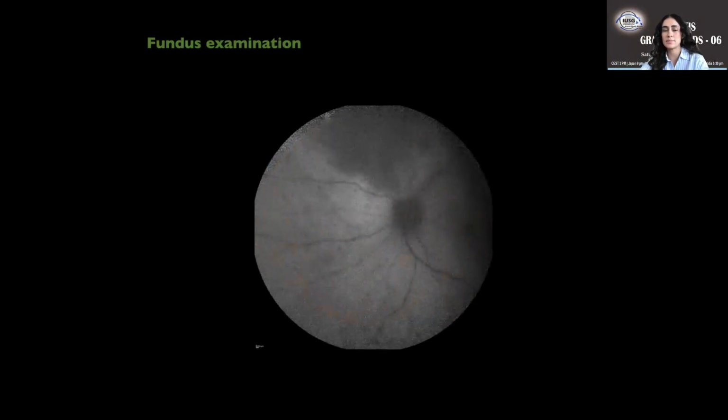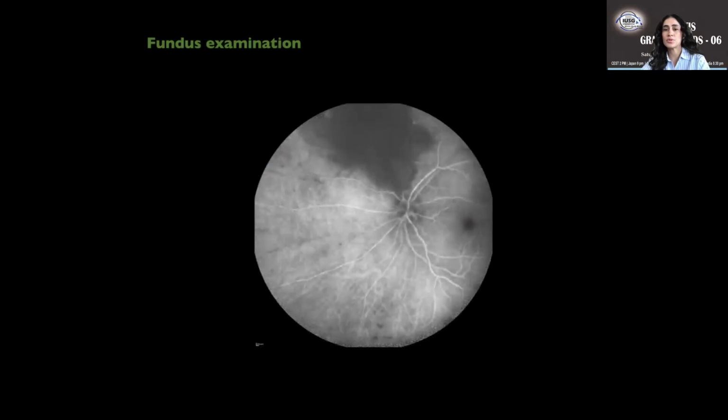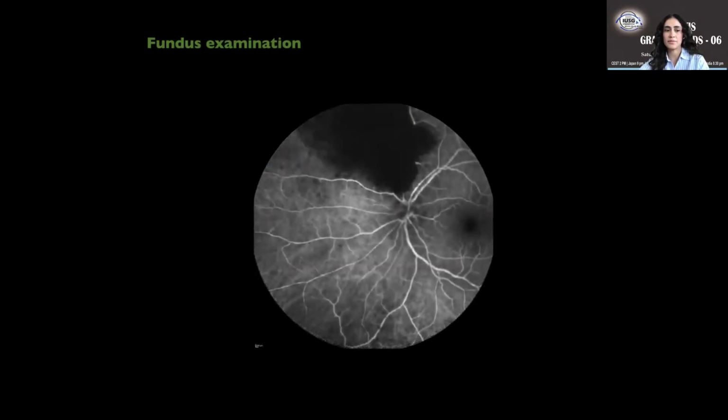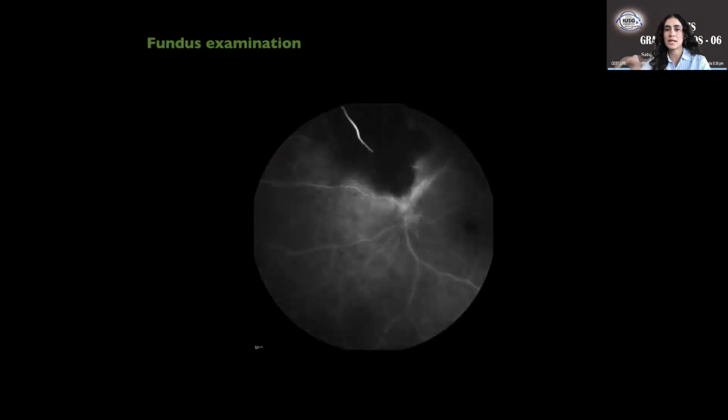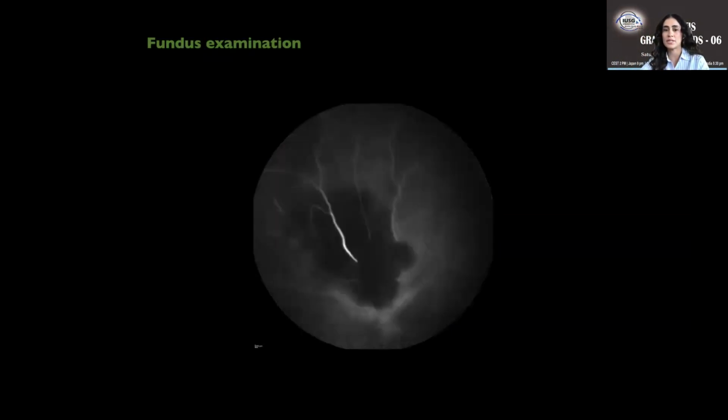So we did exams, and we were able to see that she has this hypofluorescent lesion in the same place where we were able to see the bigger, whitest patch that she had. And we were also able to see in the later stages of her angiography that she had a hyperfluorescence adjacent to this black patch that she had. She had vasculitis, she had late leakage.